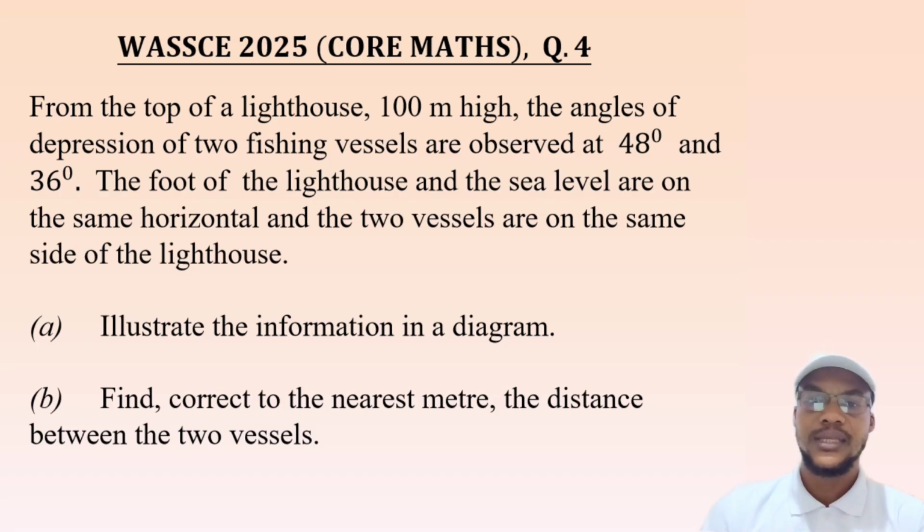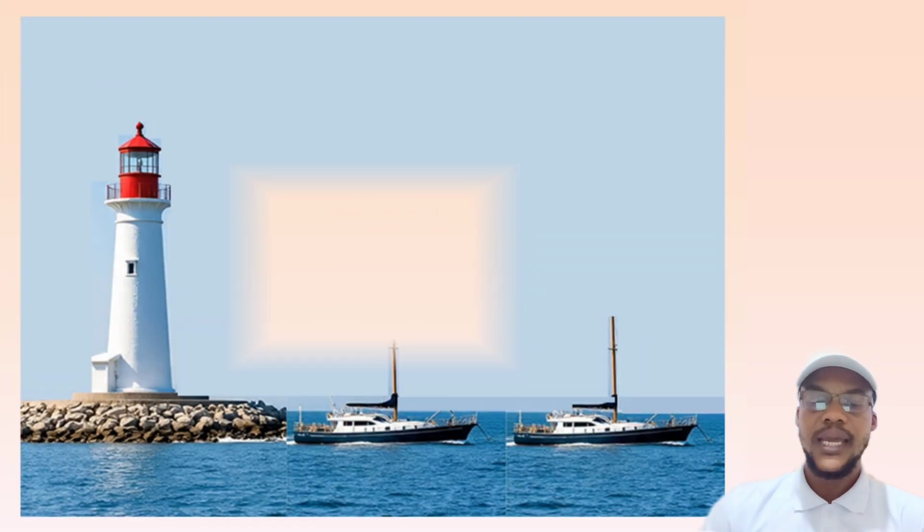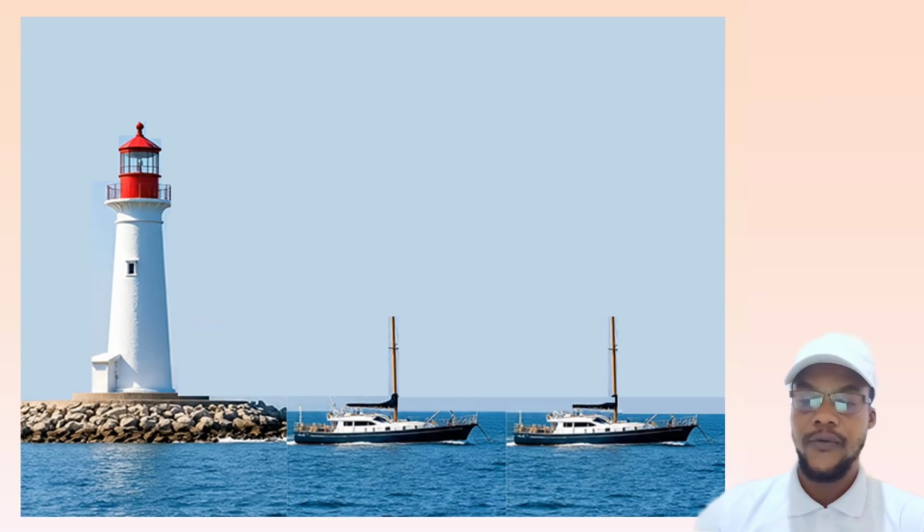Okay, so let's take a look at this picture we have here. You can see the vertical object there, and you see two objects. The two objects represent our two vessels. These are our ships. And when we talk of fishing vessels, we are talking about boats or ships that we use to catch fish. Now looking at the tower there, that represents our lighthouse.